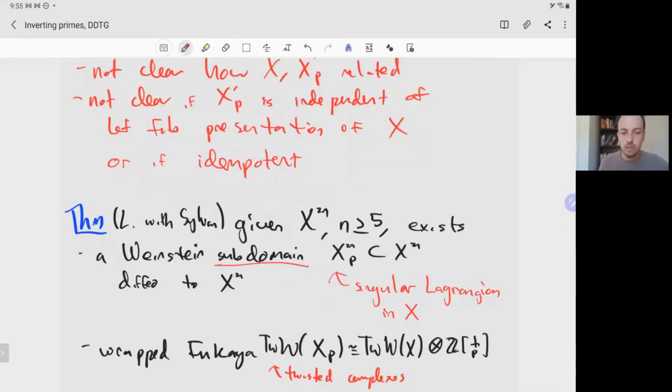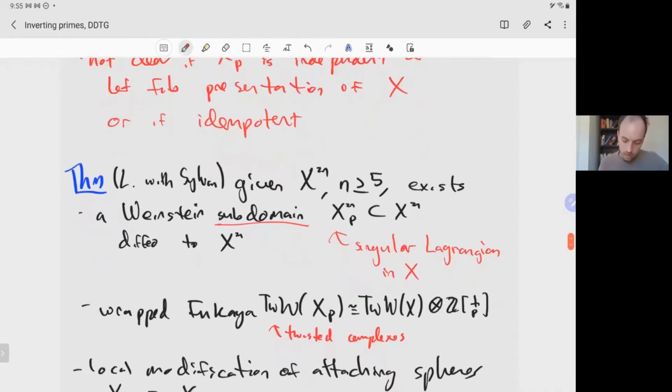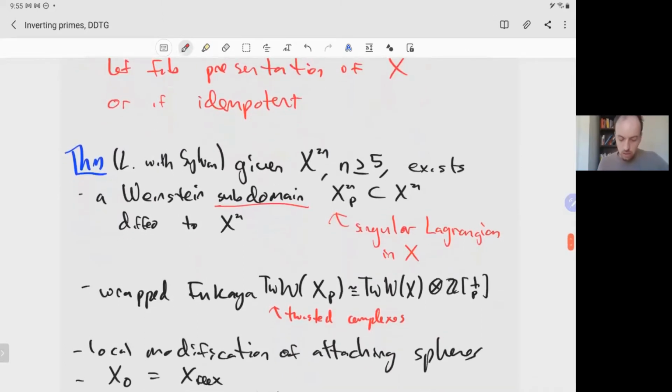So the main upgrade is that now this X_P is not just completely arbitrary, but it's actually sitting inside of X. So you get a singular Lagrangian in X corresponding to the skeleton of X_P. And it has a different Fukaya category from the Fukaya category of X. And furthermore, it's a local modification of the attaching spheres.